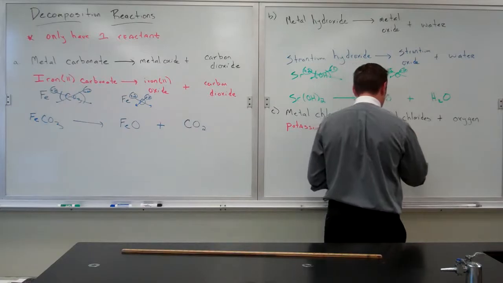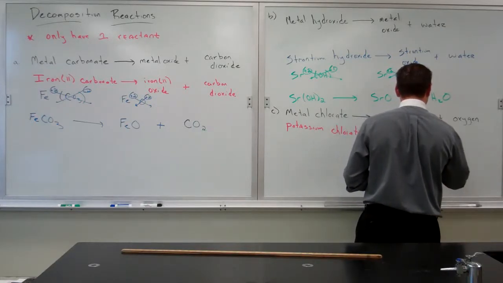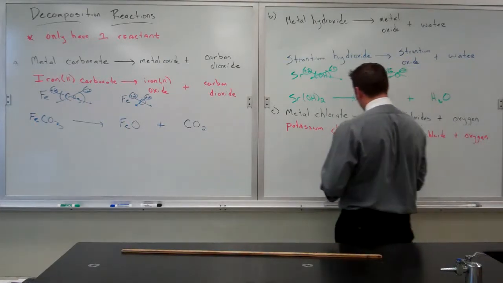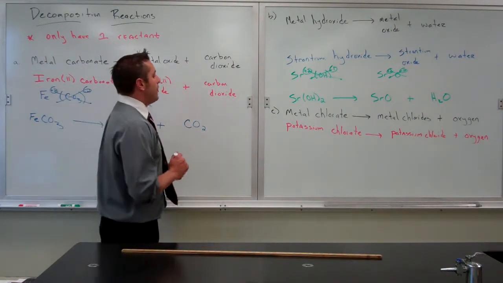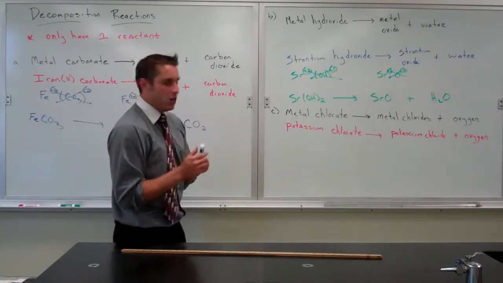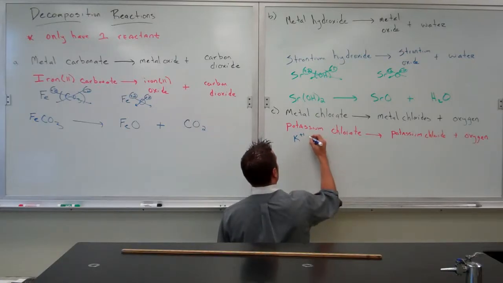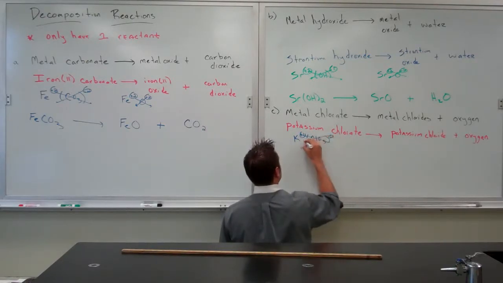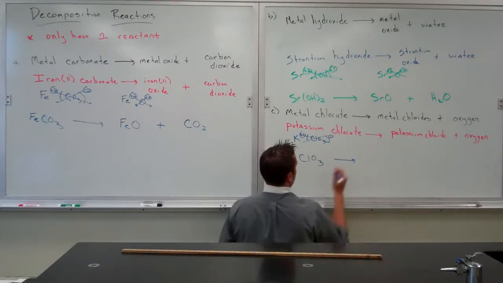So in this case, we will get potassium chloride plus oxygen. Now we need to write and balance this guy. So metal chlorate, potassium chlorate, element or compound? It is a compound. Does it have prefixes? No. So we're looking at symbols and charges. Potassium is K with a +1. Chlorate's a polyion, ClO3 -1. Cross those down and you will get KClO3.